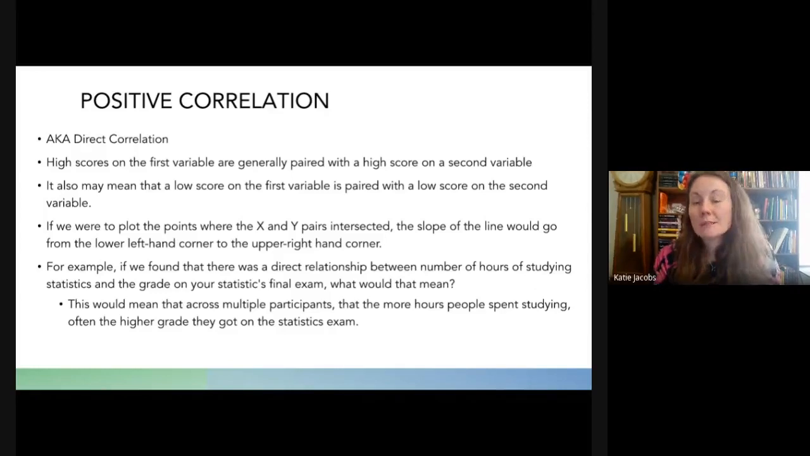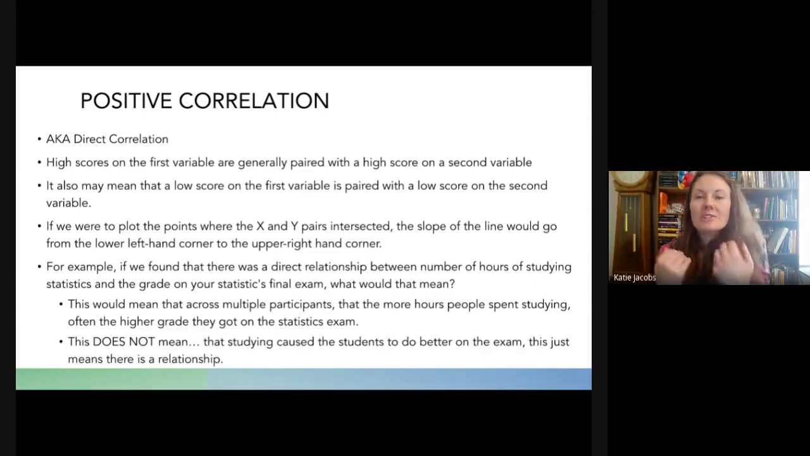This would mean that across multiple participants, the more hours people spent studying, often the higher grade they got on the statistics exam. This does not mean that studying caused the participants to do better on the exam. This just means that there's a relationship, right?